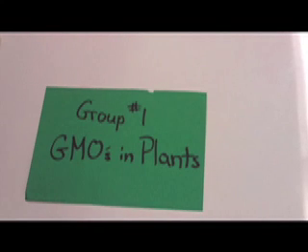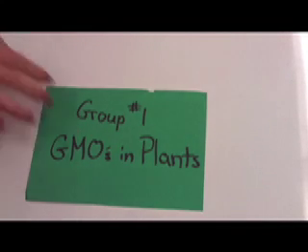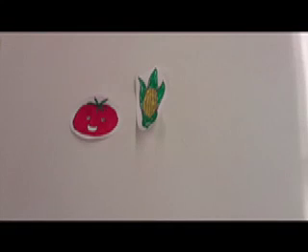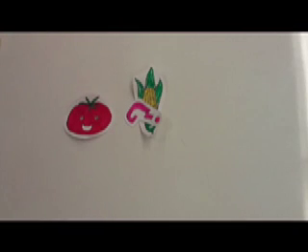Group 1. Genetically modified organisms in plants. Just what exactly do these two plants have in common? They have both been altered into genetically modified organisms, or GMOs. But what does this mean?